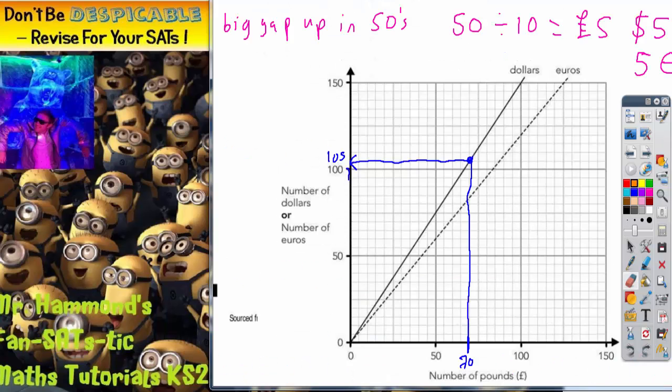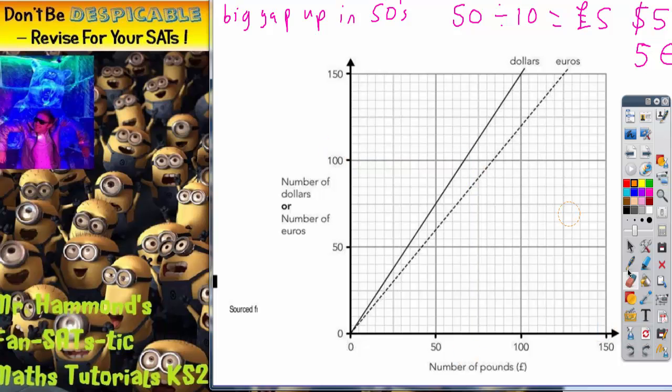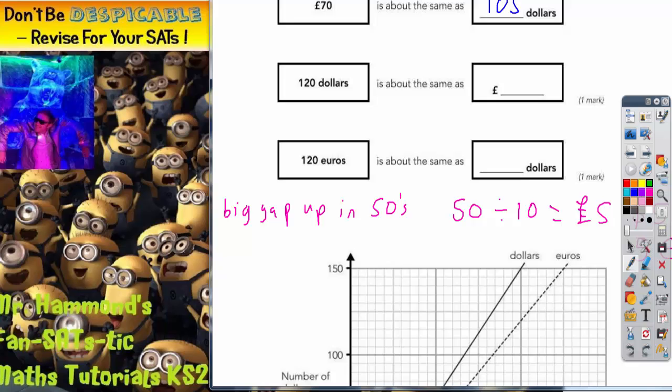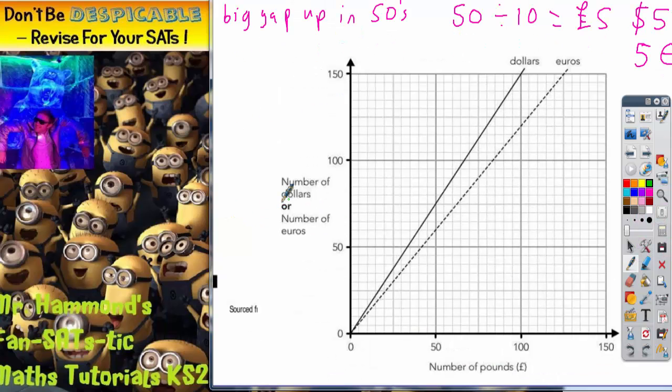The next statement, we're just going to rub that out first before we look at the next statement so we don't confuse ourselves. So the next one says $120 is about the same as how many pounds? So we're looking for $120. This time we're talking dollars, so we need to go up the side. There's 100, 105, 110, 115, 120 would be about there. And we're trying to work out how many pounds this is. So we've got to go across to the dollars line, which is at this point here, and where it meets, then we've got to draw all the way down. Obviously, again, you would use a ruler. And then we've got to work out how many pounds this is. So we've got 50, 55, 60, 65, 70, 75, 80. So it's about £80.